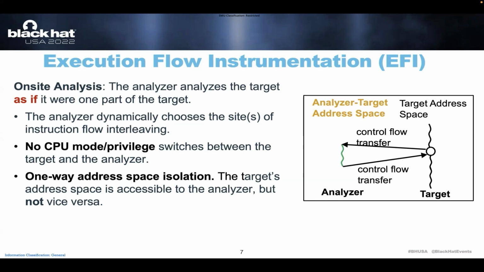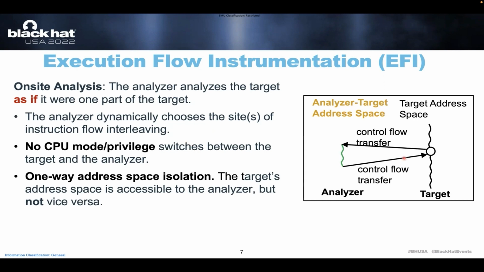To do so, we need to satisfy a few requirements. Number one, we want the analyzer to dynamically choose the site of instruction flow interleaving. We cannot leave this to hardware to decide. We need another analyzer to take full control. So the analyzer can decide at any point of the program execution and the kernel execution to do this interleaving of instructions. Secondly, we don't want a CPU mode or CPU privilege switch.